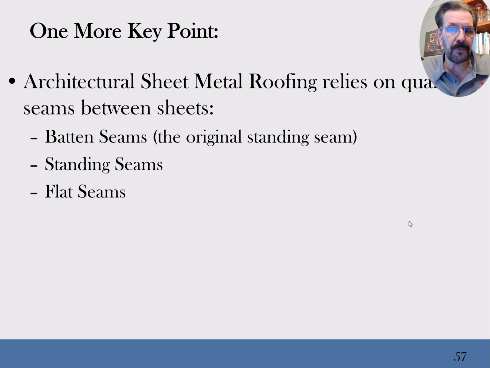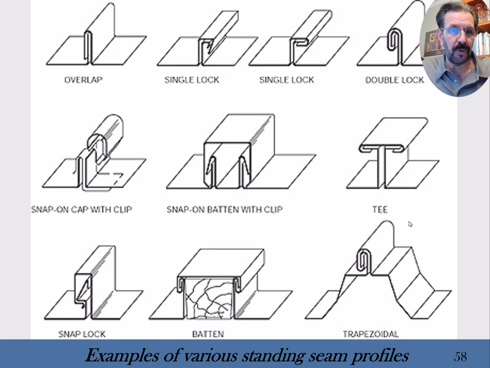The batten seams are really the original standing seam, but there's a whole bunch of other kinds of standing seams. So batten seam is really just one type of standing seam. And then there's flat seams. So let me just show you some examples here. You see all these seams on this page, they're sticking up in the air, and so they're all considered versions of standing seams. There's the overlap, there's a single lock, there's a double lock, and it's basically different sheets of sheet metal.